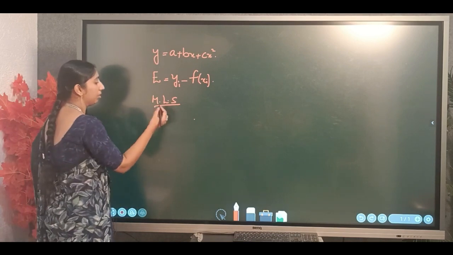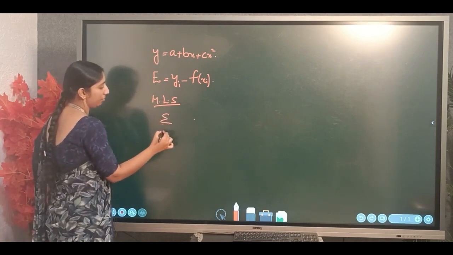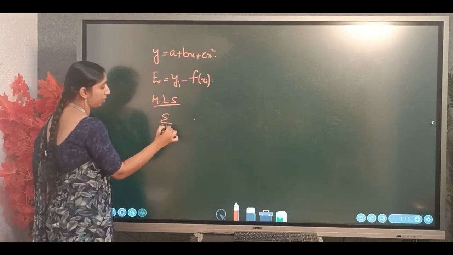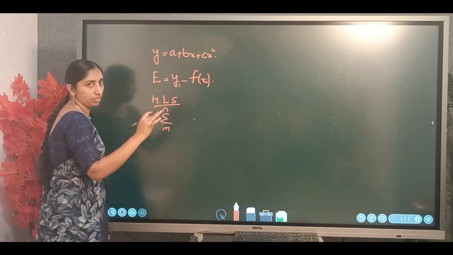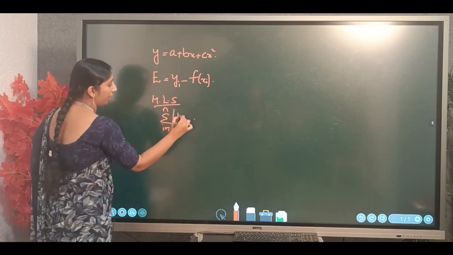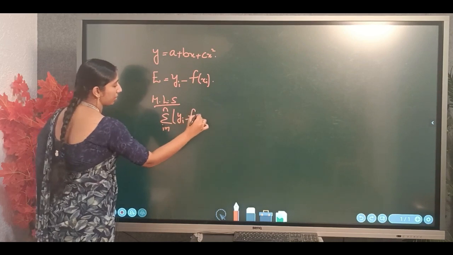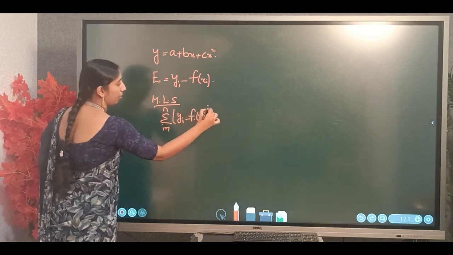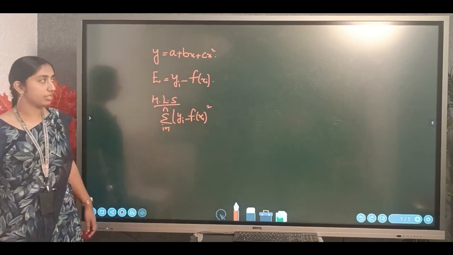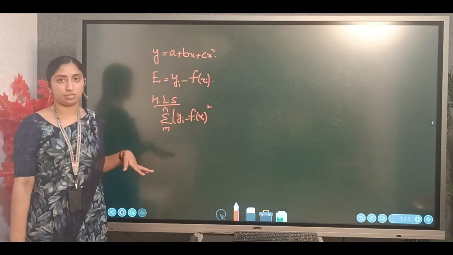That means summation i is equal to 1 to n of squared errors. Here what is the error? yi minus f of xi. So squaring means you have to put the whole square. So this is the principle of the method of least squares.